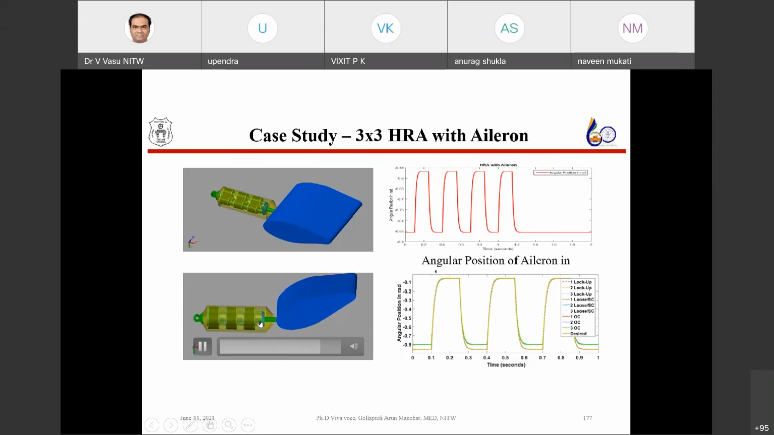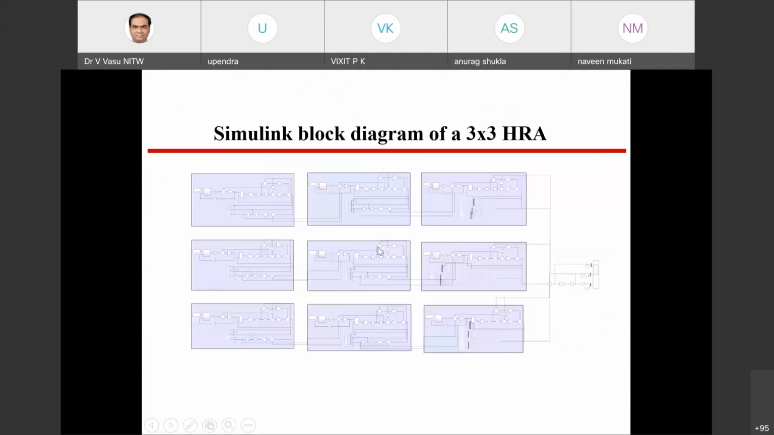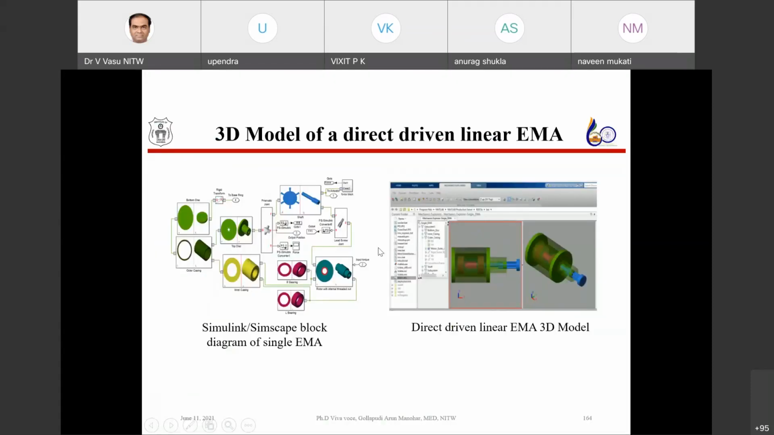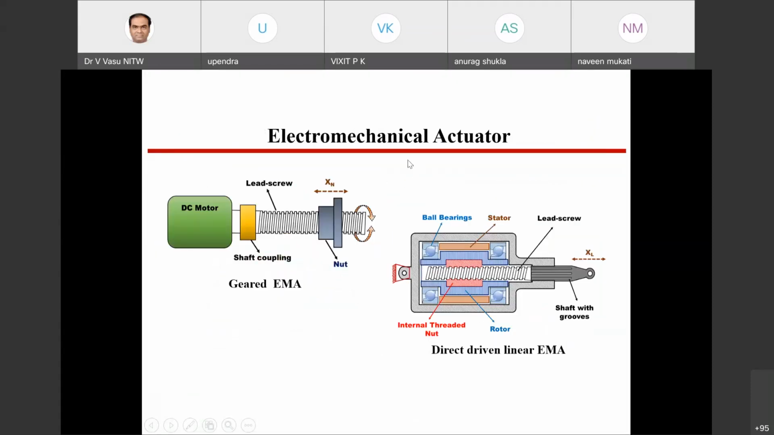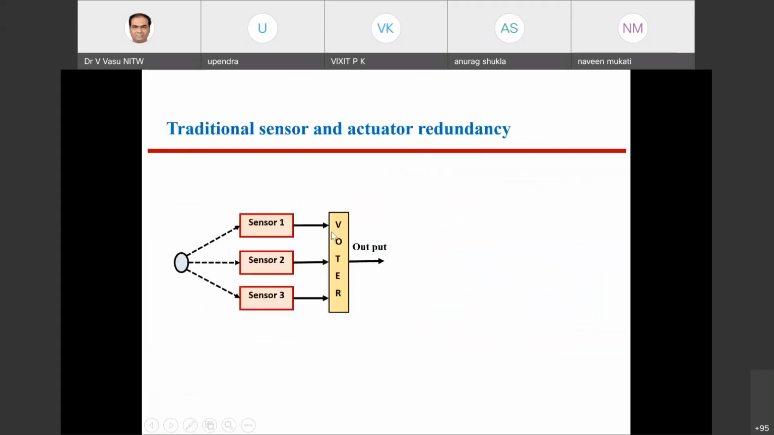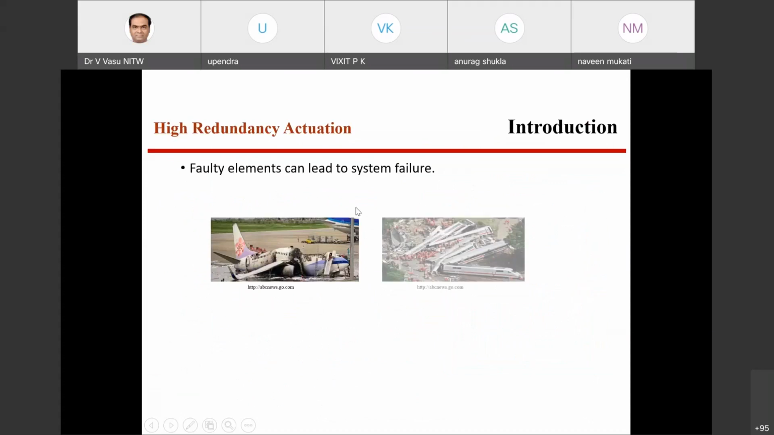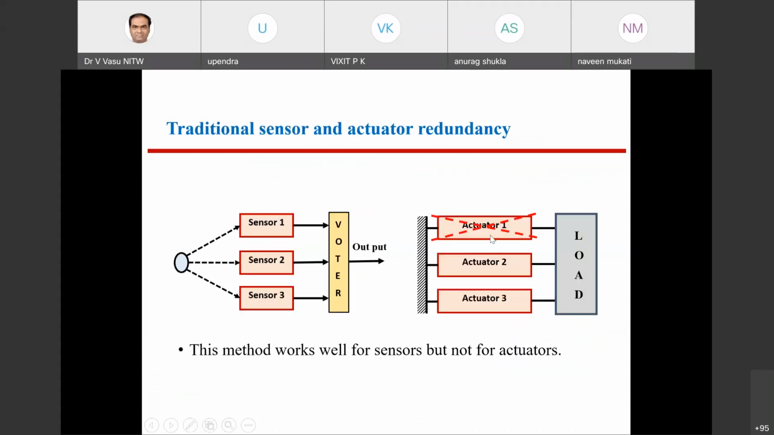highly redundant actuator. If one of the actuators fails also, we can still get the same motion, so that a flight accident cannot occur. So how can you do that? We start from an electromechanical actuator, and we make different highly redundant actuators by having different combinations. We can make three or four actuators connected in the same manner. If one actuator fails also, the other two actuators can get the same position. That is called highly redundant actuators.